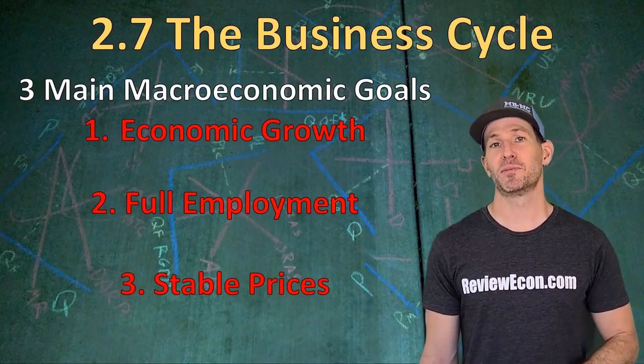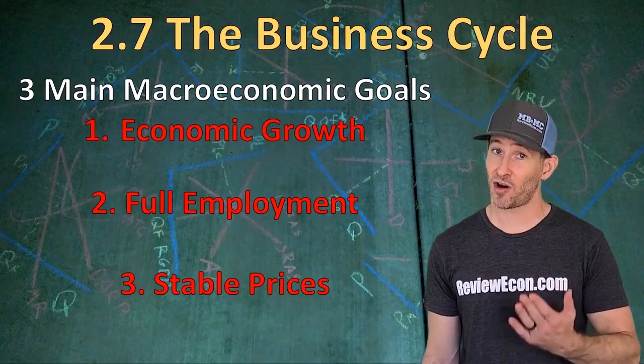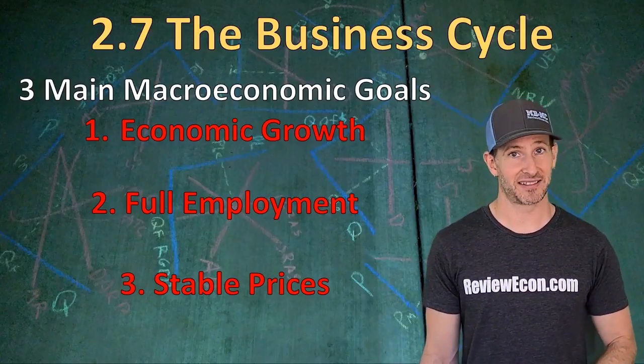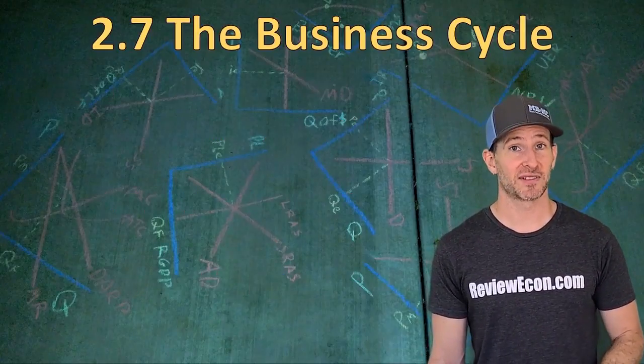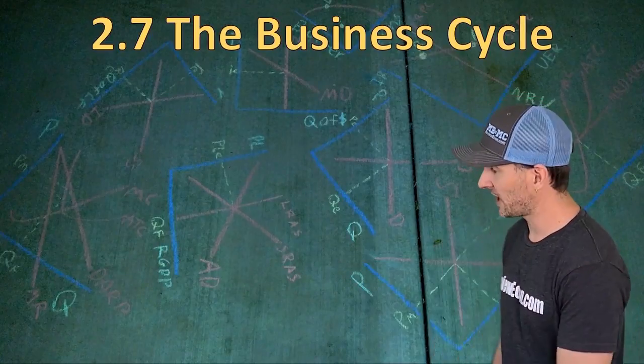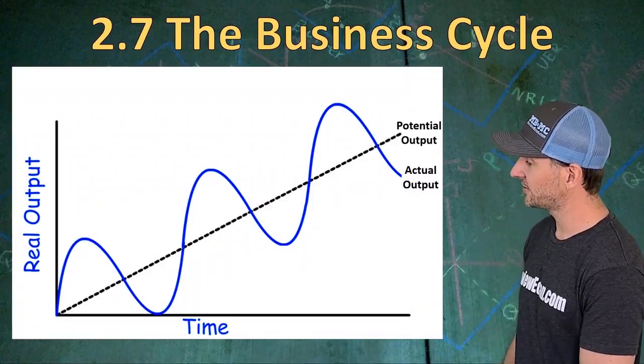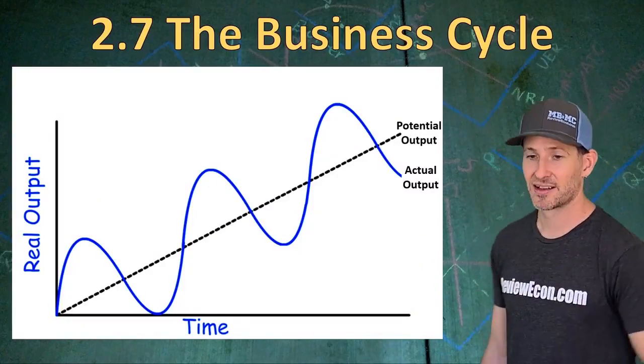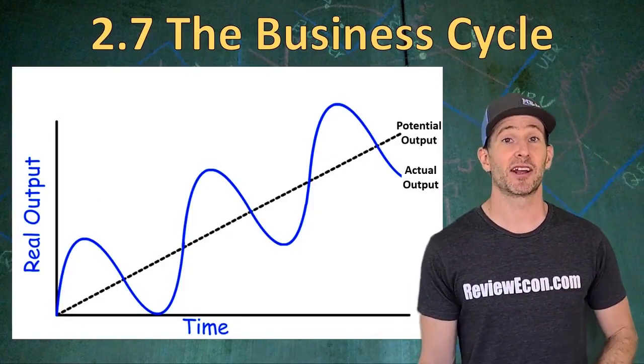The reason we have trouble meeting all of those macroeconomic goals all of the time is because of this thing called the business cycle. The business cycle is the natural ups and downs in a market-based economy's economic activity. Over time, we will have real output increase, then decrease, then increase, then decrease, and so on. We have some different areas that you need to know.